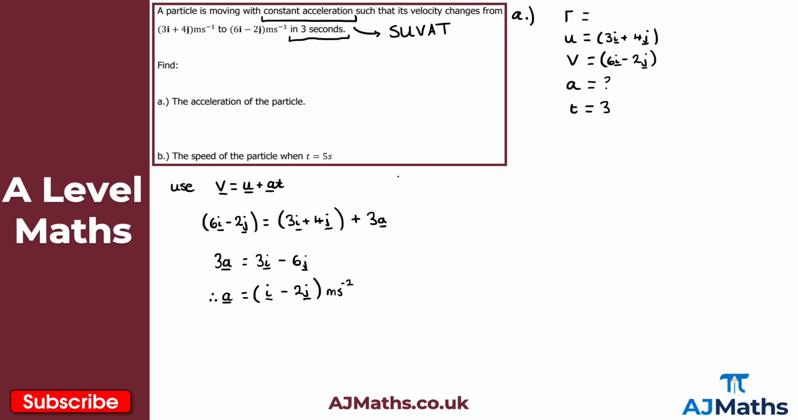So what about part b then? Let me just split this off a little bit here. So this was part a. For part b, if I do this in this bottom right area here, we're now looking to find the speed of the particle when t equals 5.